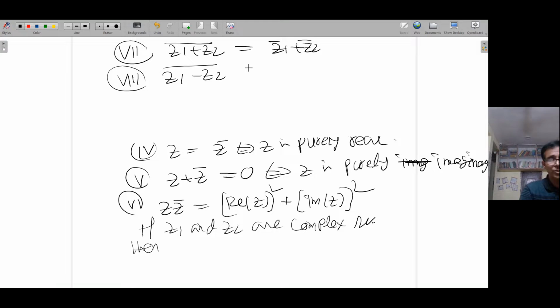Now z1 minus z2, whole conjugate, is equal to z1 conjugate minus z2 conjugate. z1 z2, whole conjugate, is z1 conjugate into z2 conjugate.